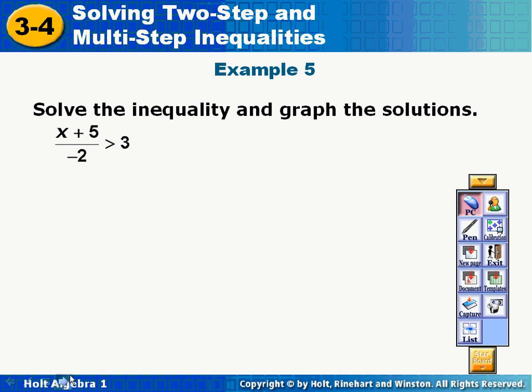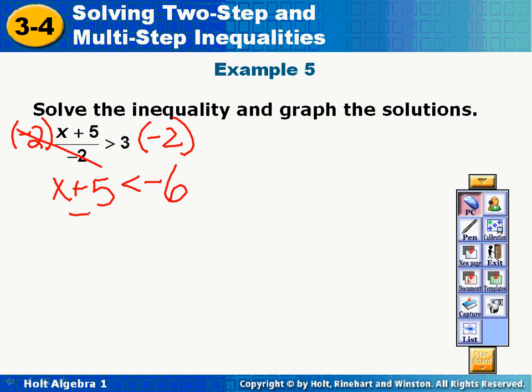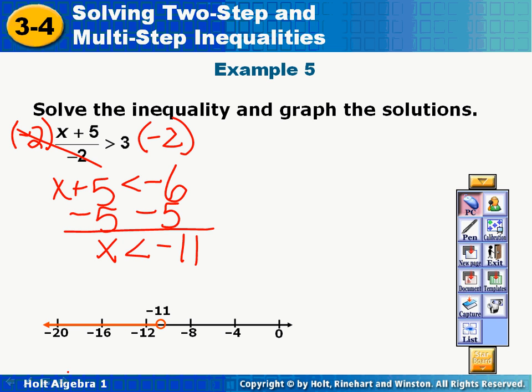Example 5. Okay, write the problem down. Okay, we need to multiply by negative 2 to clear fractions. Negative 2 cancel. X plus 5 is going to be less than negative 3. Did you remember to flip your sign? Good job. Now we're going to subtract 5, so x is less than negative 11. Draw a number line. Show where negative 11 is. And this time we're going to shade to the left of negative 11. And notice there is an open circle showing that it does not have an equal to.